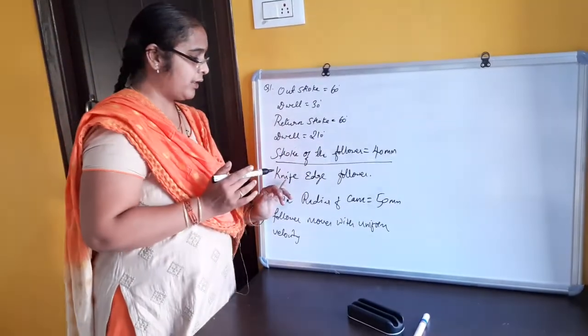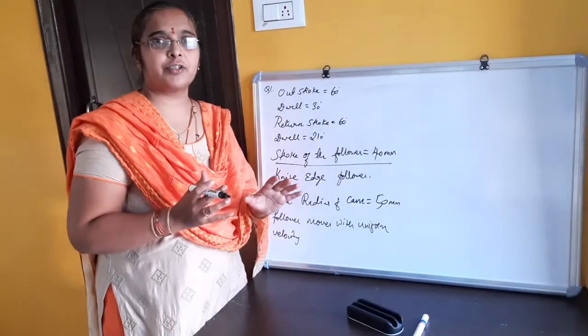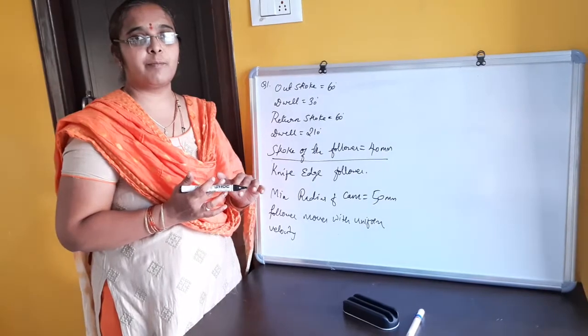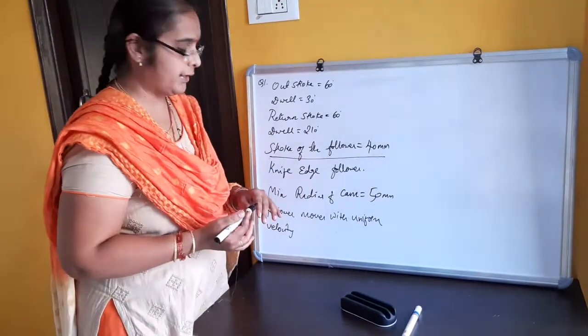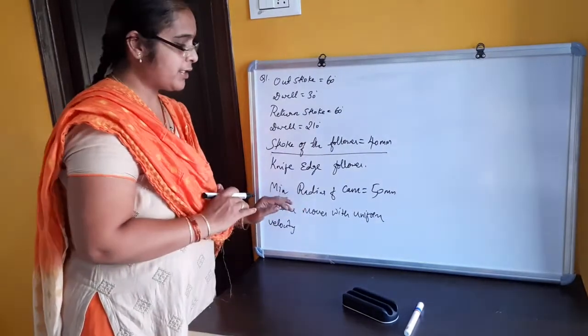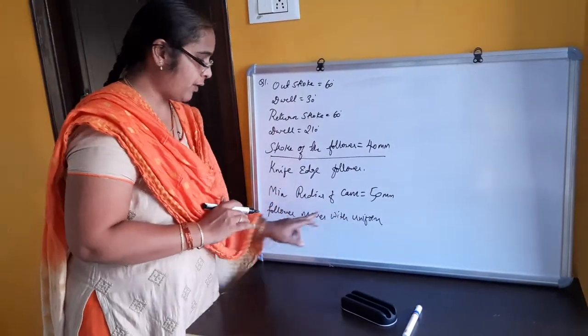Okay, so for a knife edge follower, the construction of the cam is different, and for a roller follower, again the construction of the cam profile is different. So let us know it later. Now let us learn only the displacement diagram, how to construct it when the follower moves with uniform velocity.